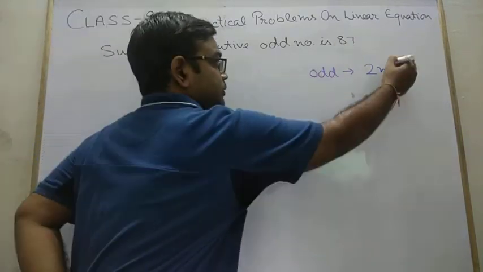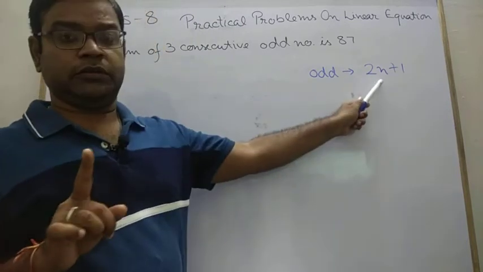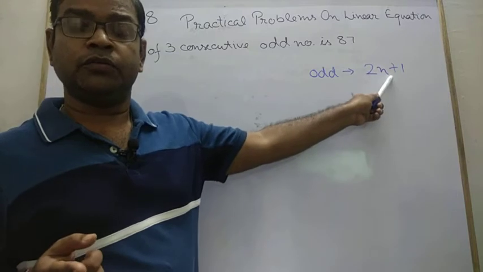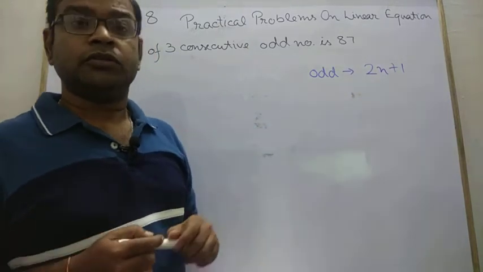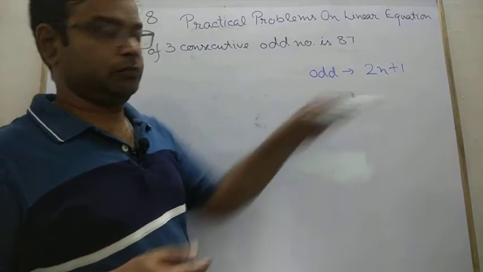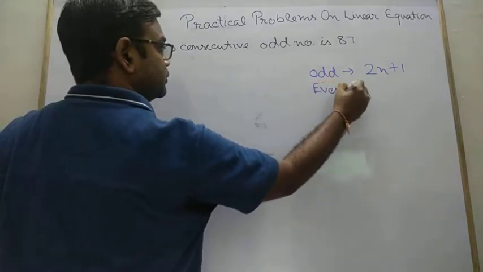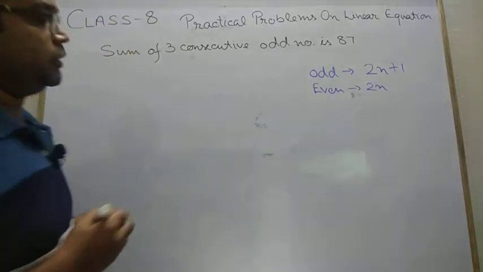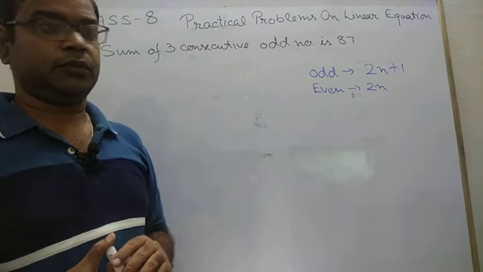For example, suppose the value of n is 1, then double of n is 2 into 1, 2, plus 1 is 3. 3 is an odd number. So in case of odd numbers, your supposition should be 2n plus 1. Or in case of even numbers, only 2n. This much. If we suppose likewise, then you can easily solve the questions. Okay, now solve this one.